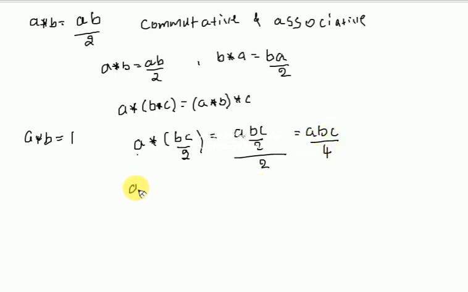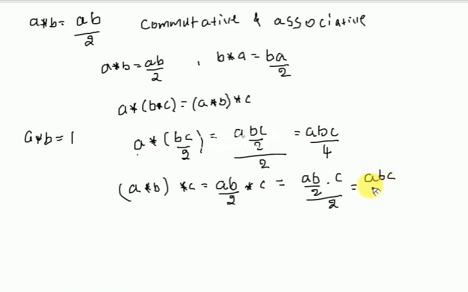Similarly we shall find (a star b) star c. What is a star b? ab divided by 2 star c. Again the first element is ab divided by 2, the second element is c. Therefore it is ab divided by 2 into c divided by 2, which is equal to abc divided by 4. Hence it is associative.